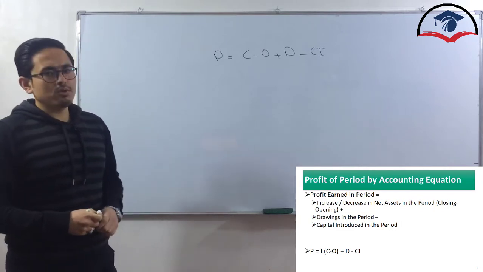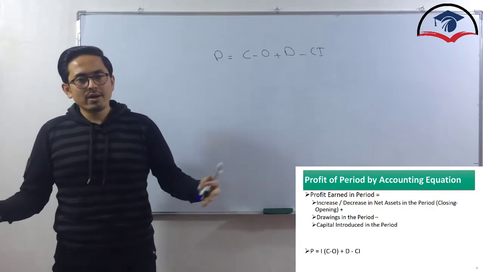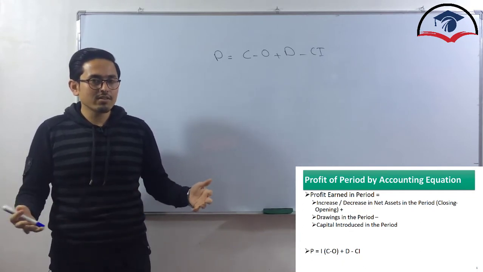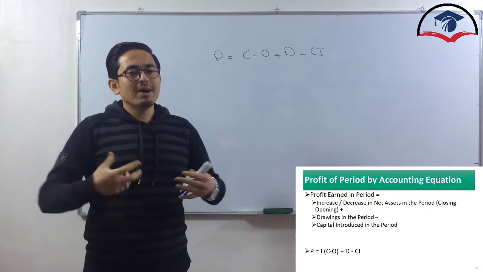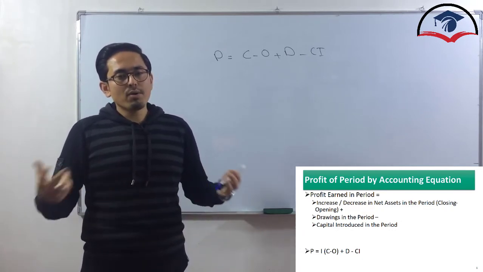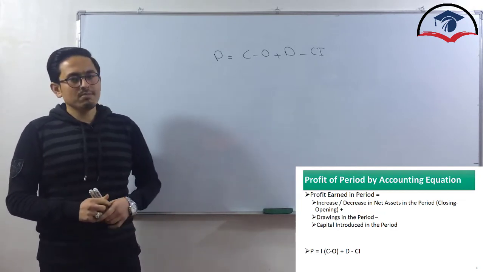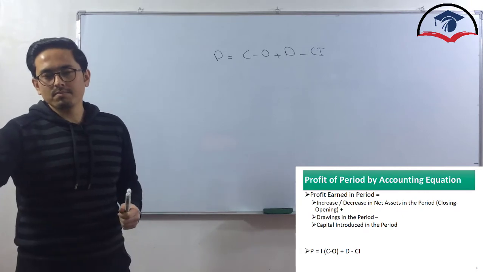This formula can be used to find out that profit if there is no proper accounting system, or the business is a startup and they did not hire somebody who properly does the accounting system of that company. That's why we can find by this formula what the profit of the company is.